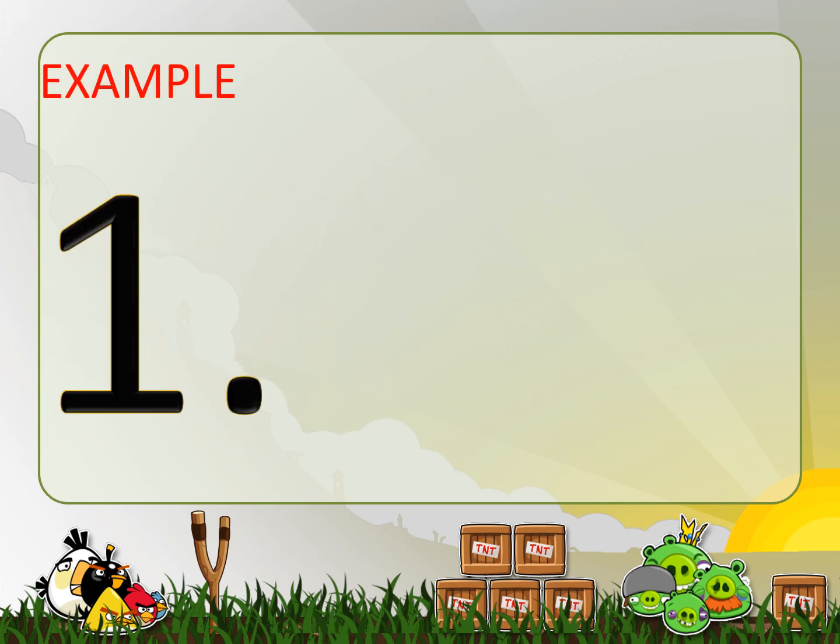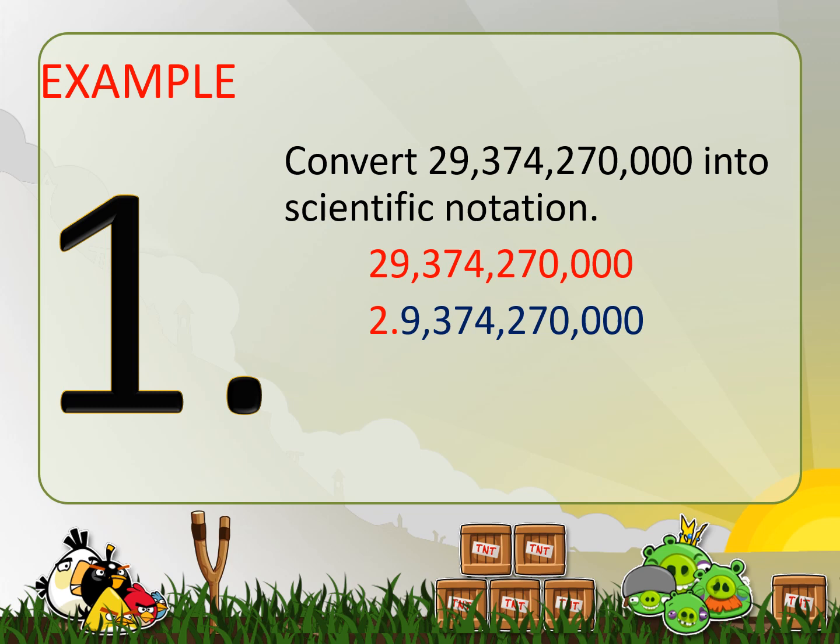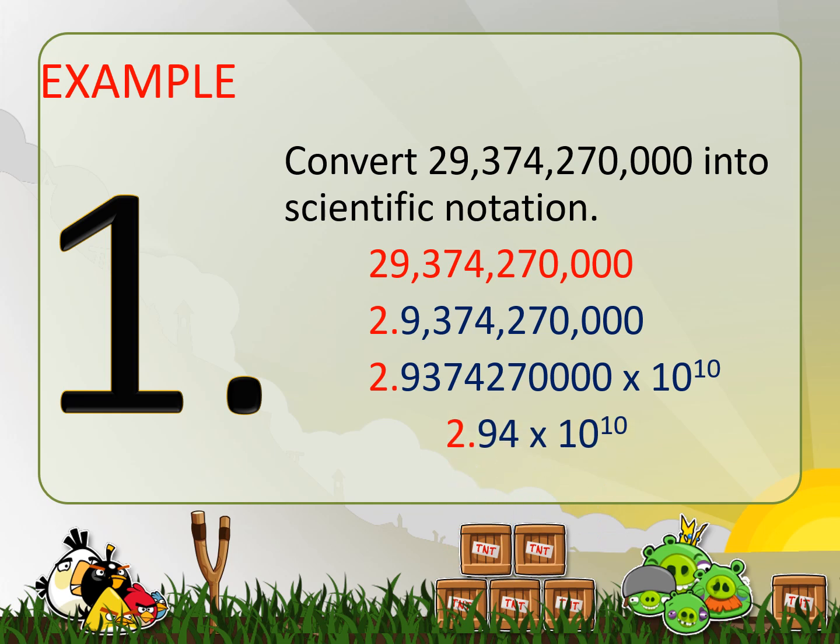Number 1. Convert 29,374,270,000 into scientific notation. First, position the decimal point to get a number between 1 to 9. Second, count the number of places the decimal point moves to get the number between 1 to 9. Third, write the number as a product between 1 and 9 to a power of 10 using the number of spaces the decimal point moves as your exponent. Lastly, get the two decimal places. Since the decimal point was moved to the left, the exponent is positive.